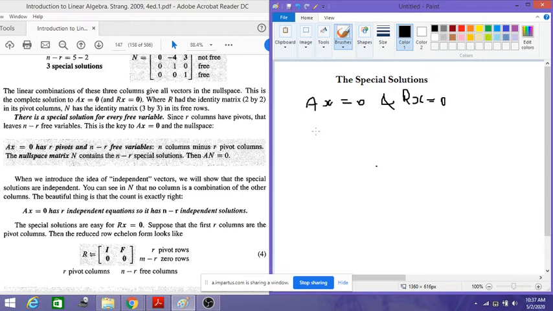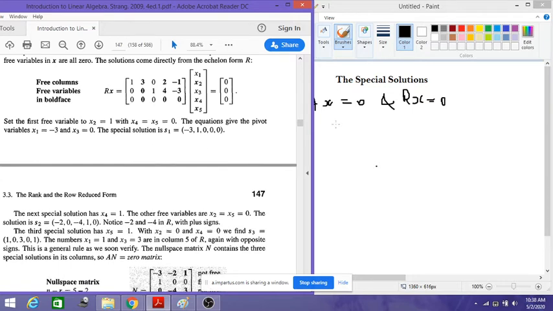So there is a special solution for every free variable. Yes, this is also right. So for every free variable, there is a solution, or there is a solution for every free variable, like that also we can quote this. Since our columns have r pivots, that leaves n minus r free variables. So that is another way of looking at that.